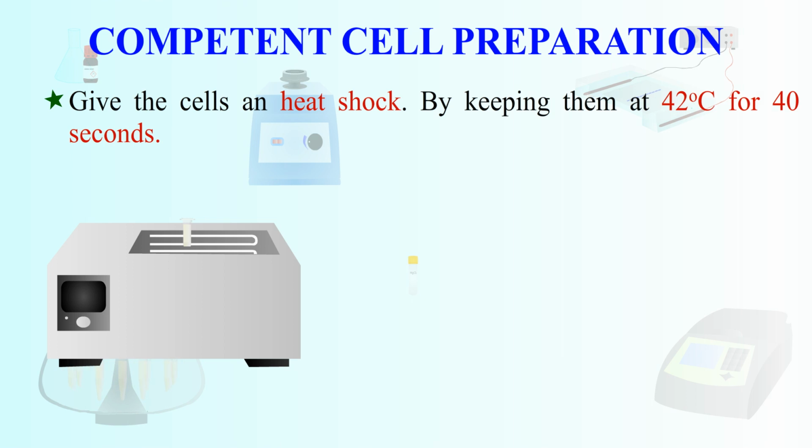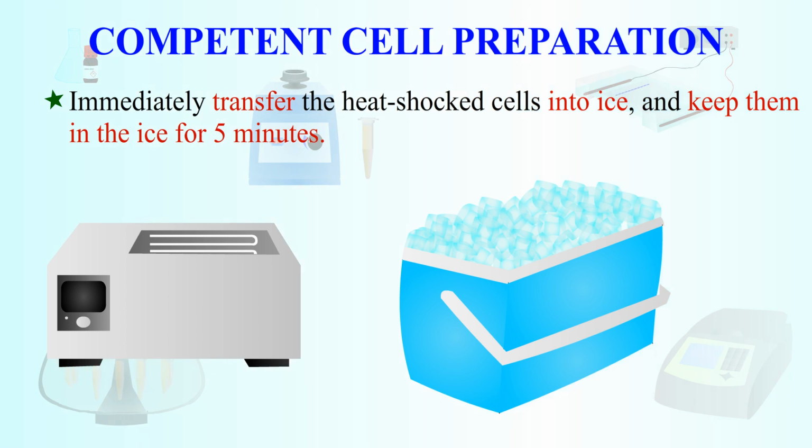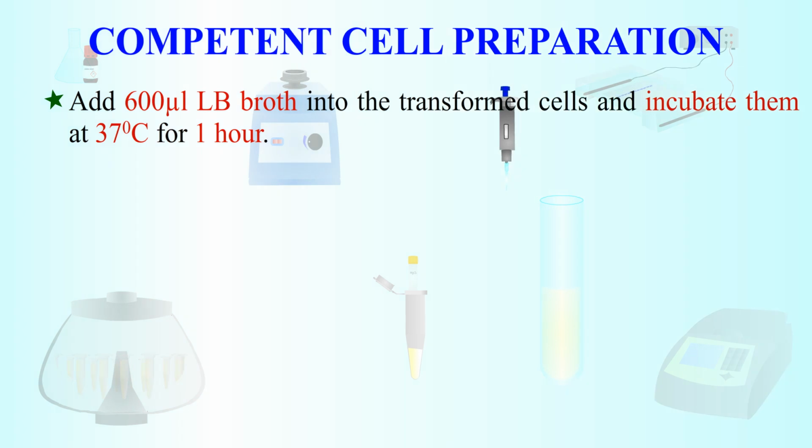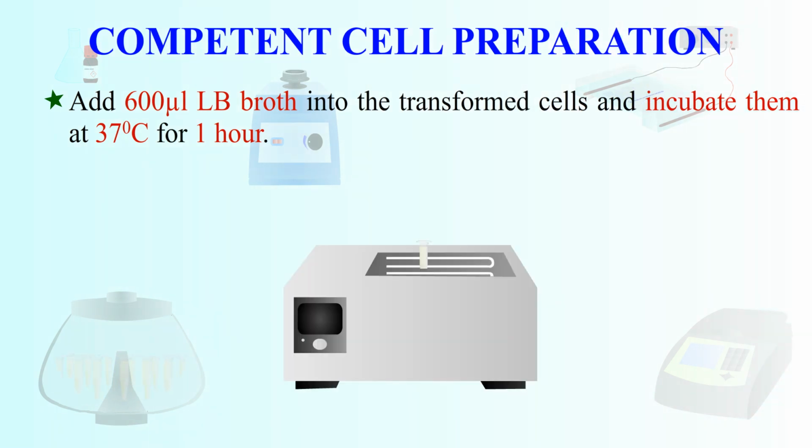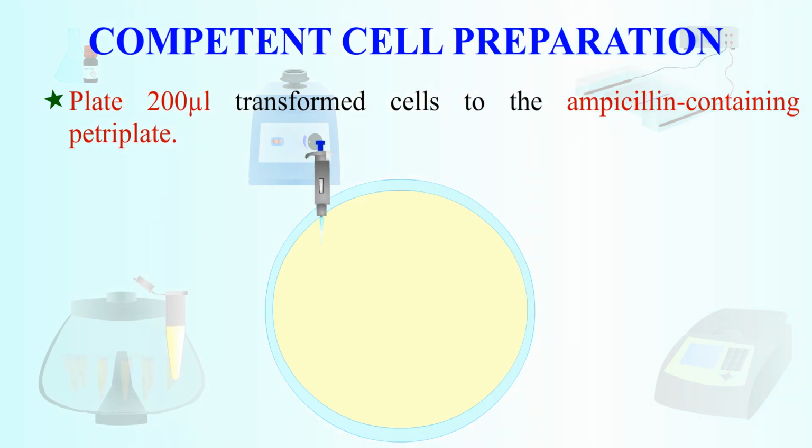To induce the cells to take up the DNA, give it a heat shock by keeping them at 42 degrees Celsius for 40 seconds. Immediately transfer the heat-shocked cells into ice, and keep them for 5 minutes. 6. Add 600 microliter LB broth into the transformed cells and incubate them at 37 degrees Celsius for 1 hour. 7. Plate 200 microliter of transformed cells to the ampicillin-containing plate.